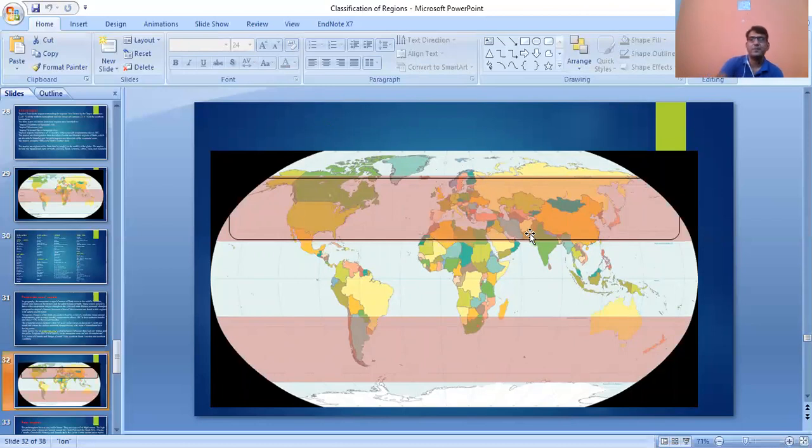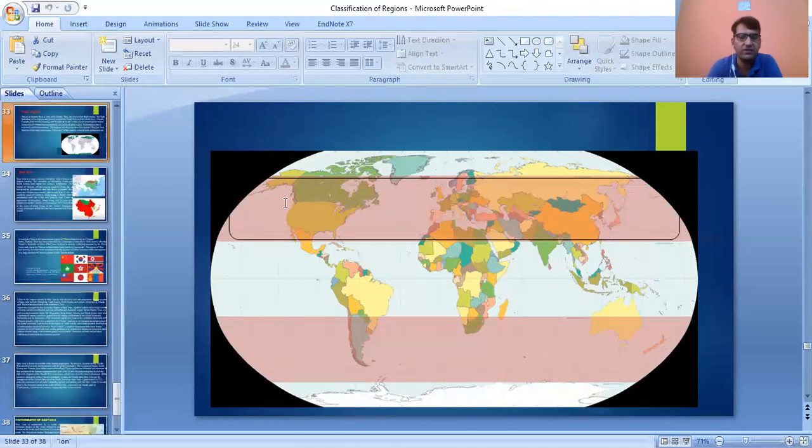Pakistan is also part of the temperate zone. That's why we have different seasons. Luckily, we have different seasons. And the north part of India is found here. So we have China here. You may see that most countries are found in the temperate zone. That's why it is said this is the high population area of the world.